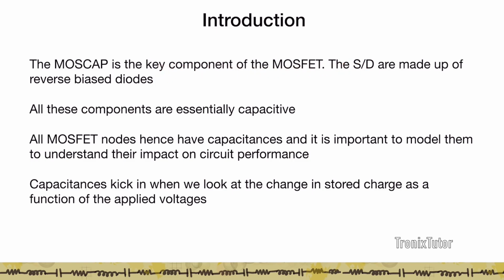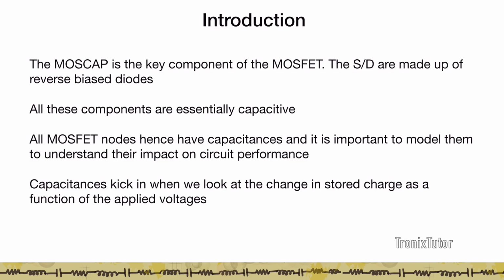And so what ends up happening is that in most MOSFET circuits, all nodes tend to have a lot of capacitance in them, and hence that influences the speed of the circuit. So it's important to model the capacitances and see their impact on performance. Now, what's capacitance? Capacitance kicks in whenever we have charge storage present in the system.